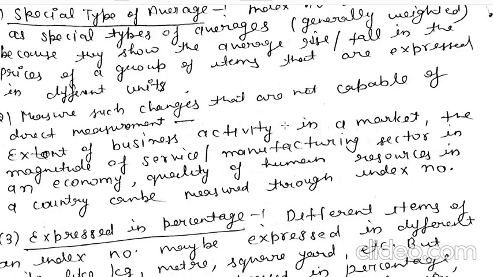Second, measure such changes that are not capable of direct measurement. Extent of business activity in a market, the magnitude of service and manufacturing sectors in an economy, quantity of human resources in a country can be measured through index number. So these are the sources which can be measured by the index number, right?